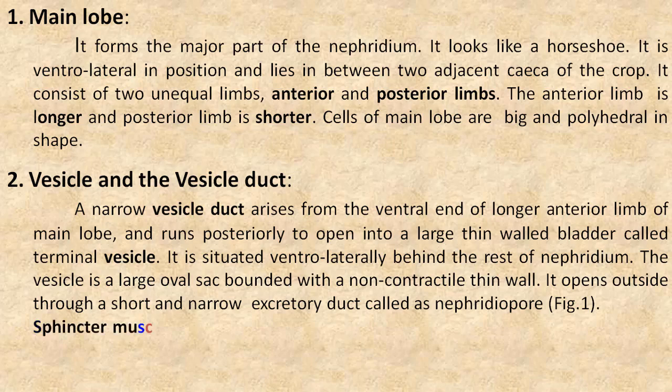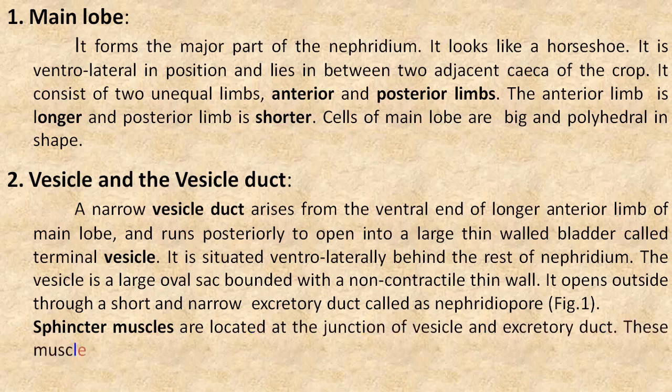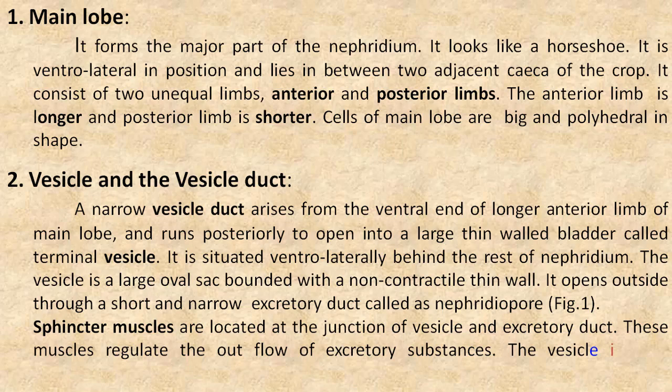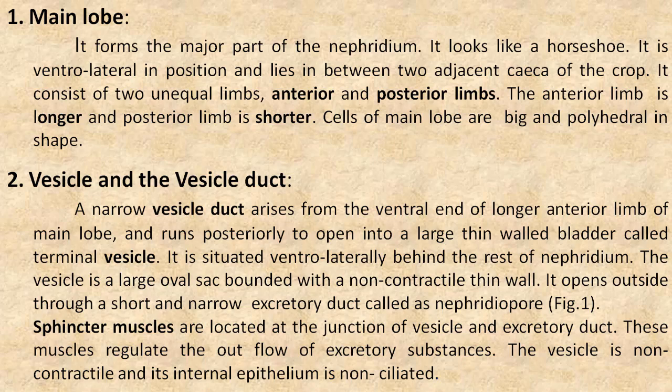The sphincter muscles are located at the junction of vesicle and excretory duct. These muscles regulate the outflow of excretory substances. The vesicle is non-contractile and its internal epithelium is non-ciliated.